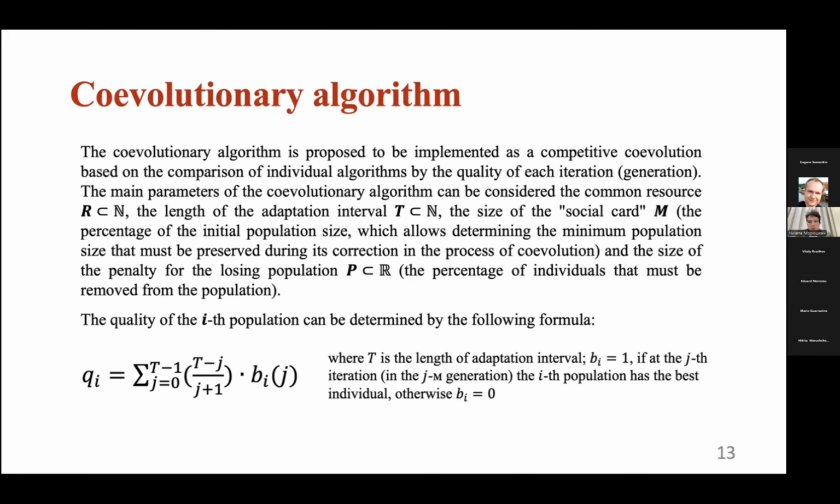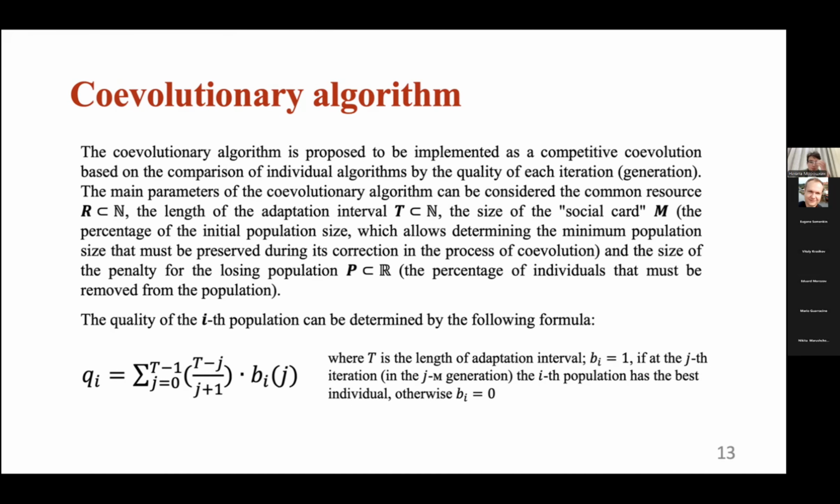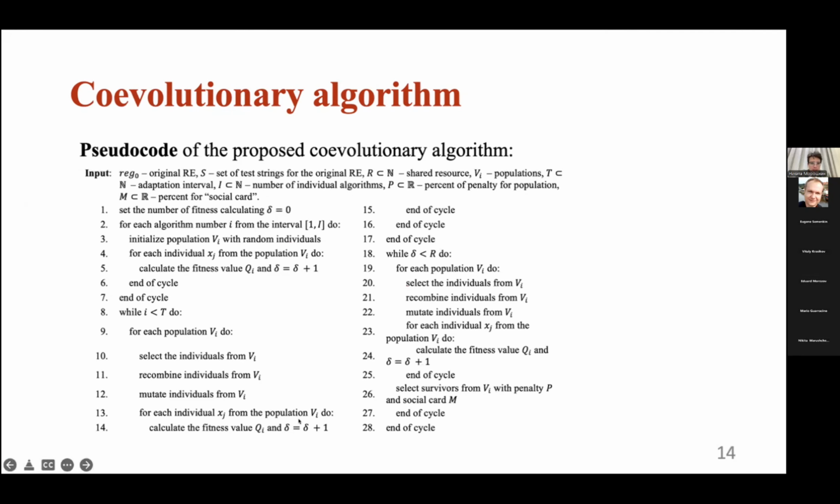The coevolution algorithm is proposed to be implemented as a competitive coevolution based on the comparison of individual algorithms by the quality of each iteration. The main parameters of this algorithm were the common resource or shared resource, the length of adaptation interval, the size of social cards, which is the percentage of initial population size, and the penalty for the losing population. The quality of each population can be determined by the following formula shown on the slide. And in this formula, the quality of iterations is calculated only after the adaptation interval. And the pseudocode of this algorithm is shown on the slide.